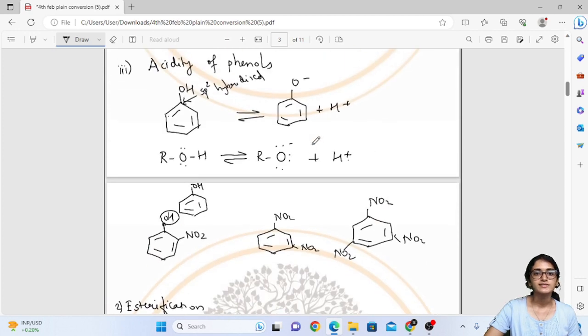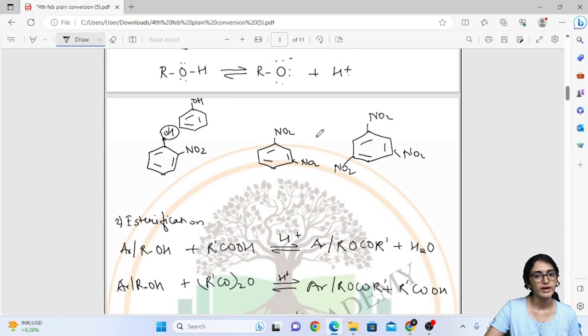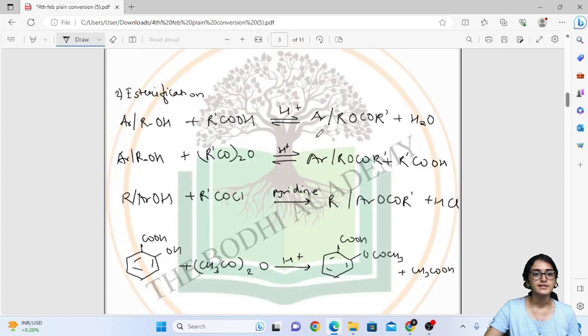Now this is the concept which you have to apply when there are questions on acidity. They will give the compound names or the structures and ask you to write them in increasing or decreasing order of acidity. At that time you have to apply the concept and accordingly write the answer. Next is about esterification.